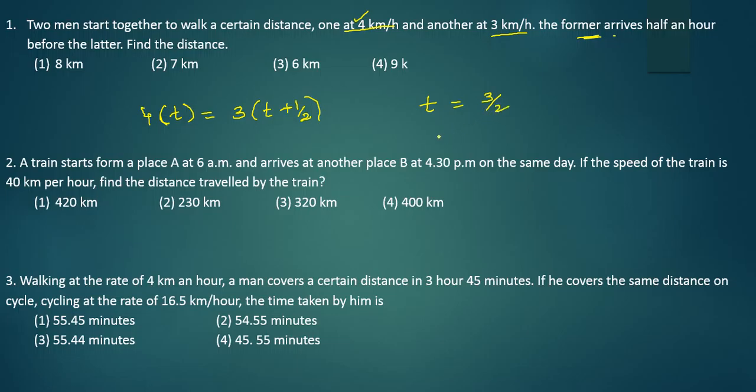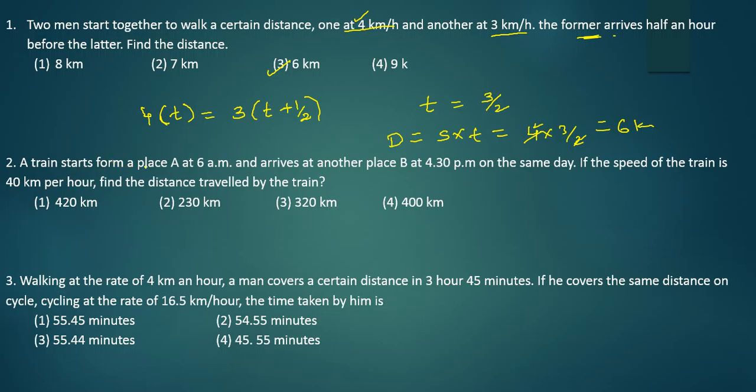Now what is he asking us to find? He is asking us to find the value of distance. Distance is nothing but speed into time. What is the speed when you are traveling? If you take t hours, the speed is 4. So 4 into 3 by 2. 2 ones are 2, 2 twos are 4, which equals 6. So the answer is option 3.